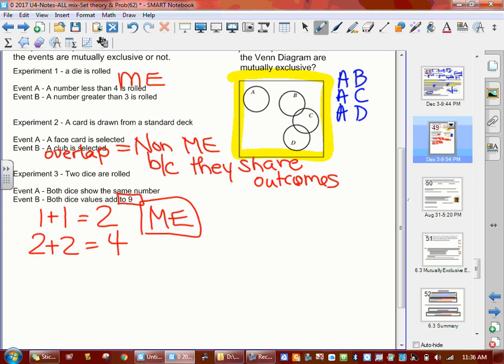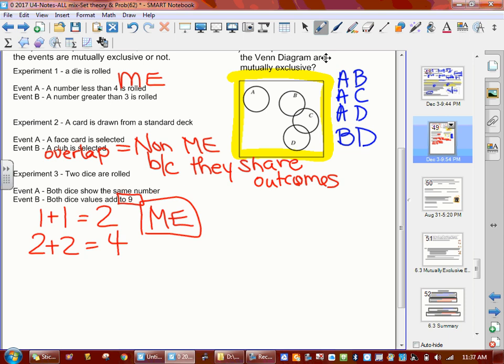Which other two circles? There's one more. Good. B and D do not overlap or touch. So there are 4 events there that do not overlap or touch. A, as we noticed, does not overlap or touch any of the other circles. That's why it's mutually exclusive. If you're thinking of a diagram, mutually exclusive means separate. They're not touching, they're separate.